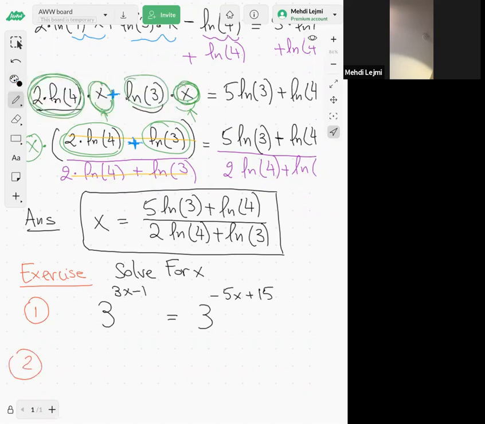Number 2, we're going to have exponentials with different bases. So let's say this is 4 to the power 2x minus 1 equals 7 to the power minus x, and here let's say we have plus 8. All right. Okay, guys, let's say you have 10 minutes to think about this exercise. If you have any question, just let me know.